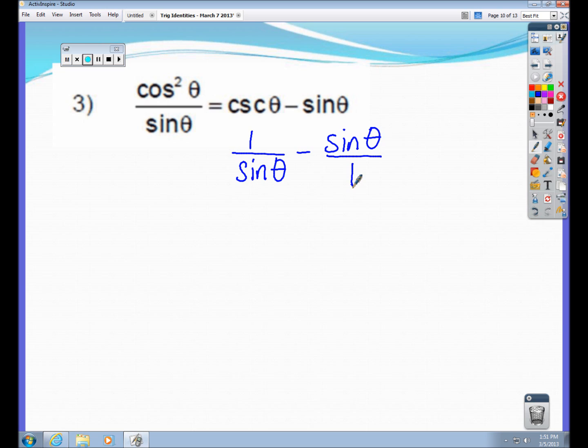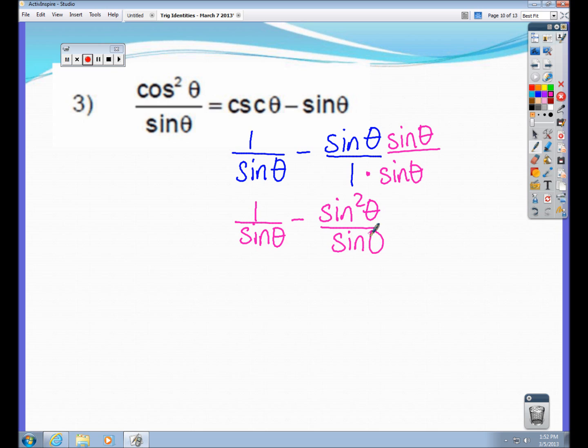Okay, now this is similar to example number 1. We have to subtract fractions, so we're going to need a common denominator. So I'm going to multiply the second fraction times sine over sine, which gives me 1 over sine minus sine squared over sine. Okay, and once I have the same denominator, I can write it all as one fraction with my common denominator on the bottom. The top would just be 1 minus sine squared.